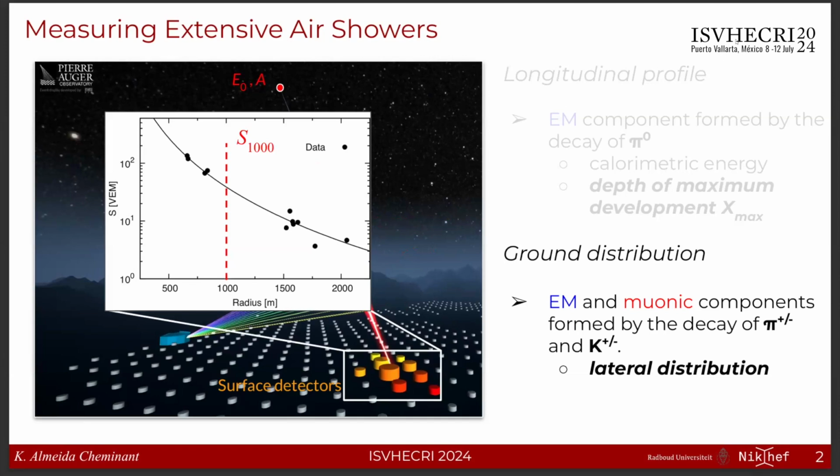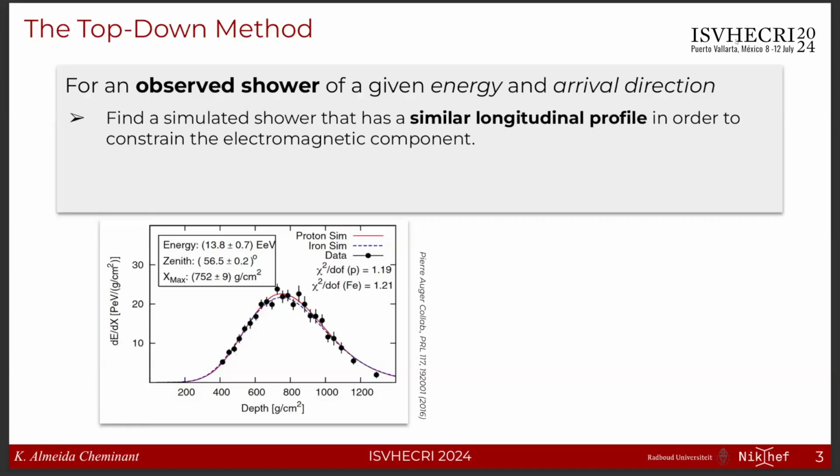One of the estimators that we will use in this particular analysis is S1000, the signal at 1,000 meters from the shower core, which is a stable estimator compared to the different LDF fit uncertainties that can be incurred on this particular distribution. So this quantity is the one that we will be very interested in in further slides.